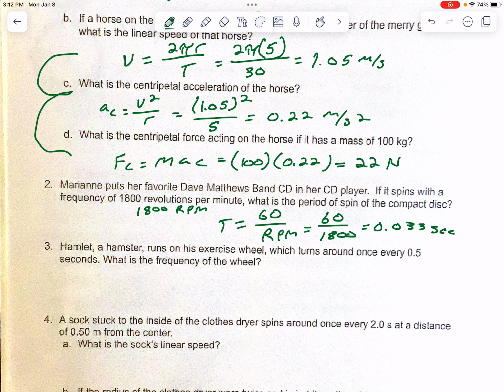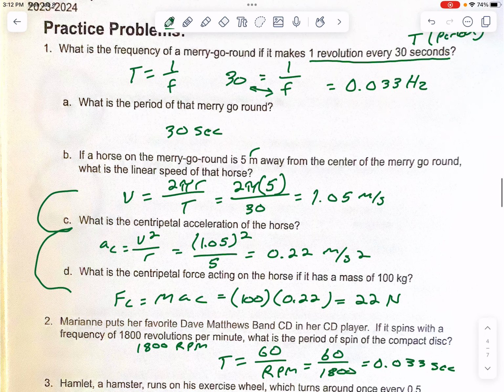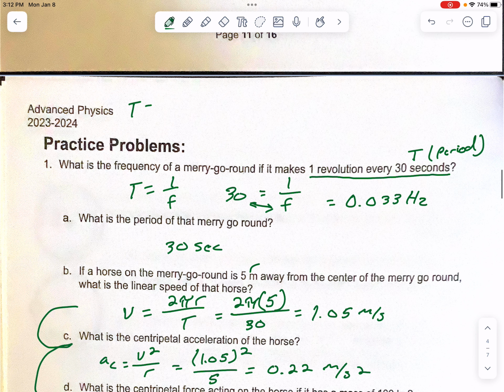So there's lots of ways to find periods, so you just got to make sure you know what you're given, because you could do multiple things. Like up here I could say T equals 1 over F, or time could be your seconds divided by revolutions, or you could do 2 pi r over v, or you could do 60 over RPM. All of those are ways to find T. It just depends on what you have.